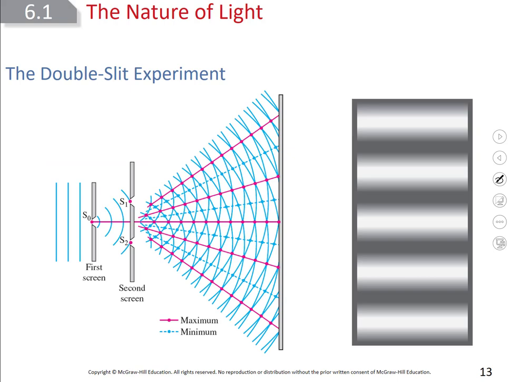So how do we know that light is a wave, or what supports the theory? Of course, it's a theory that light is a wave. So this is the most famous experiment that demonstrates or supports the theory that light is a wave.